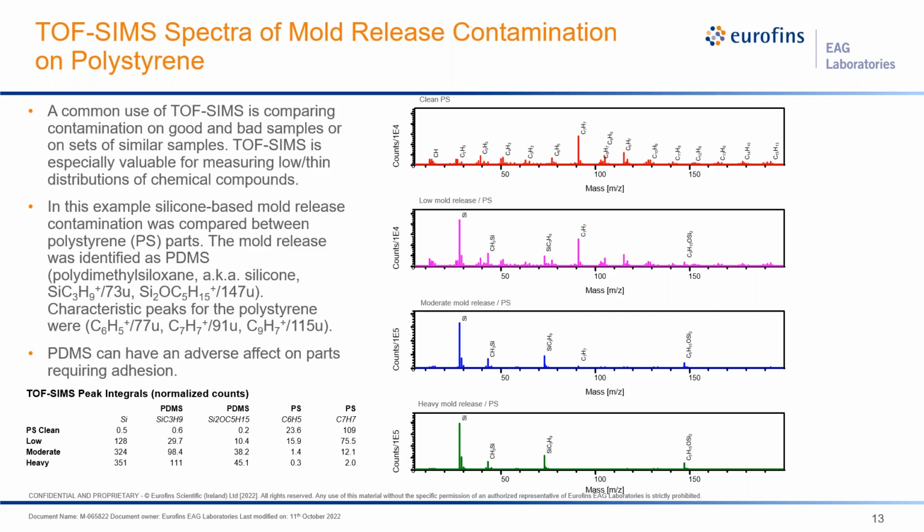The center 2 spectra are just different levels or different degrees of contamination. And what we'll often do is we'll integrate the pertinent peaks, normalize them, and then tabulate them and include that in the report, and it makes it really easy to compare sample sets.